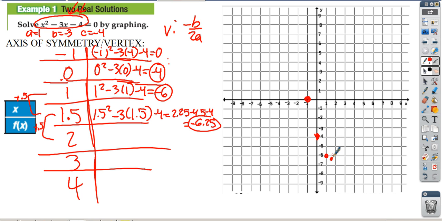So 1 is 0.5 less than 1.5, it's going to be negative 6. 2 is 0.5 more, that's also going to be negative 6. We just use different colors so it's easier to see here. This number is 1.5 lower, this number is 1.5 higher, so it's also going to be negative 4.